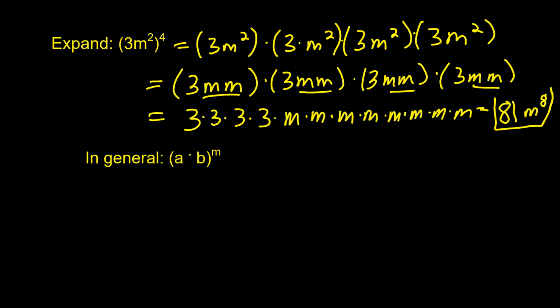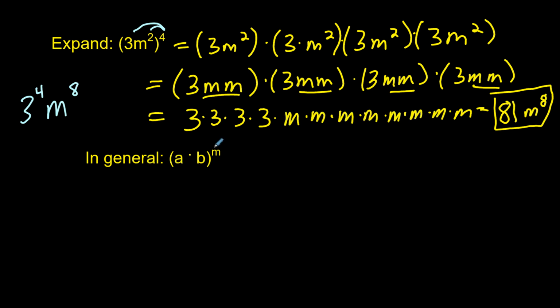Well, rather than writing all of this out every single time and expanding it out, there's a quicker way to do this. And if you notice, we could have taken this 4 and multiplied it to the 2, and that would have gotten us m to the 8th. And then you could have done the 3 to the 4th. And so a quicker way of doing this would have just been 3 to the 4th, m to the 8th, which is 81m to the 8th.